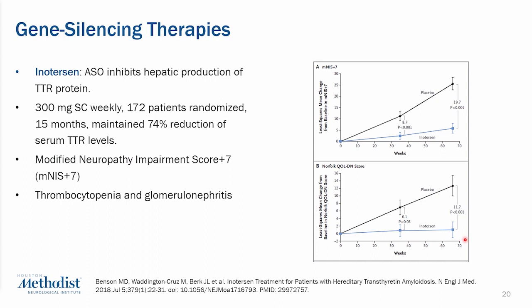Significant benefit in favor of inotersen was seen in mNIS+7 at week 66. However, it did not improve the echocardiographic variables when compared with the placebo. It also had some significant adverse effects such as thrombocytopenia and glomerulonephritis.